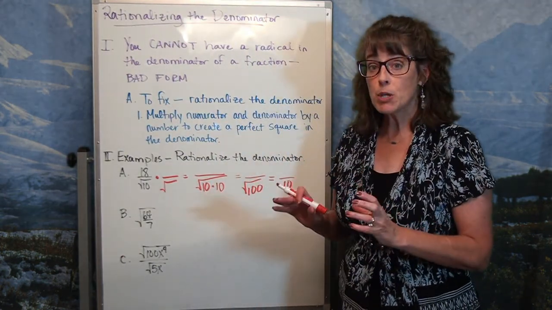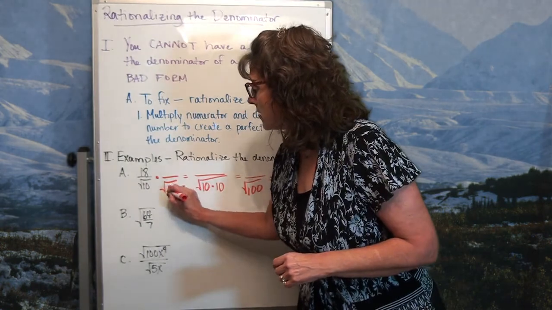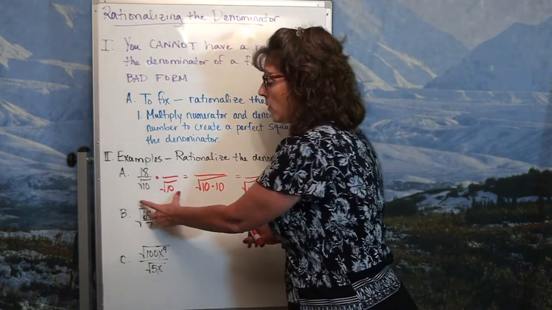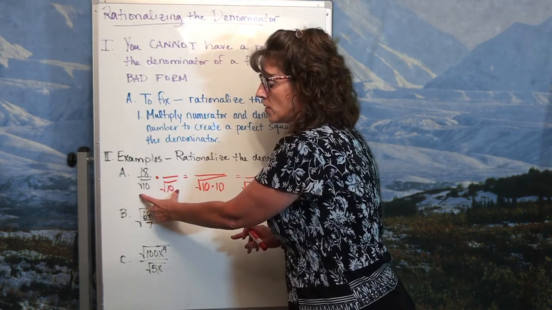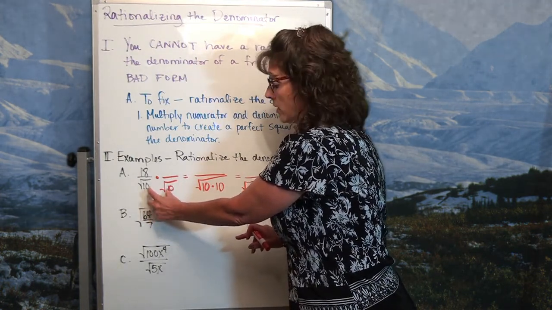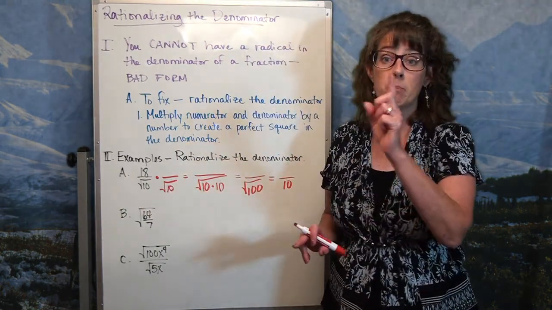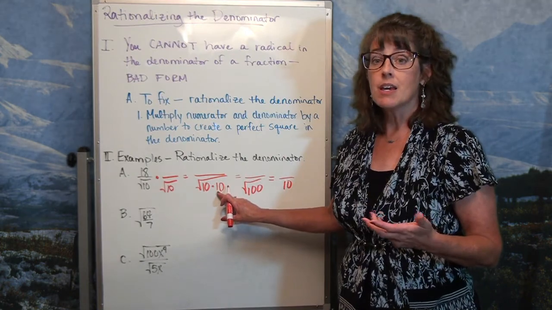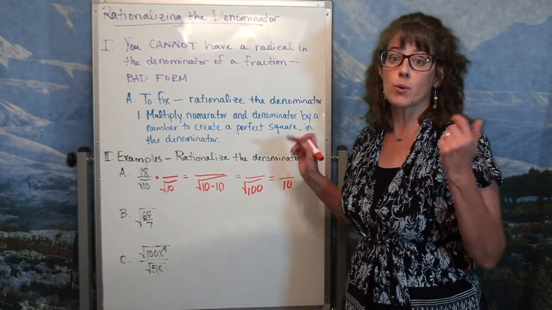So that's the beauty of it. I need to multiply this denominator by the square root of 10 because the product rule said, now that I've got 2 radicals and I'm multiplying them together, I can take these 2 numbers underneath the radicals, put them together under one big radical, and multiply them together. And the beauty is that creates a perfect square and I can take the square root of it.